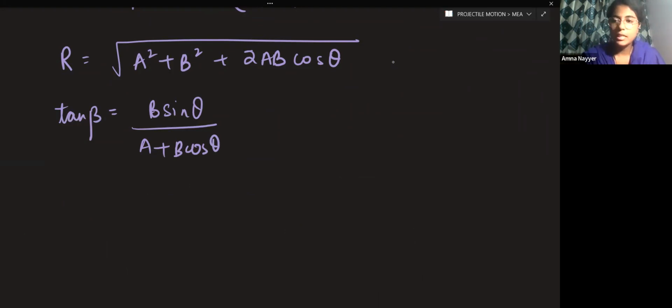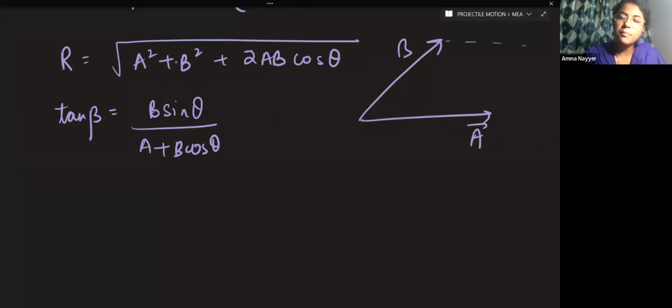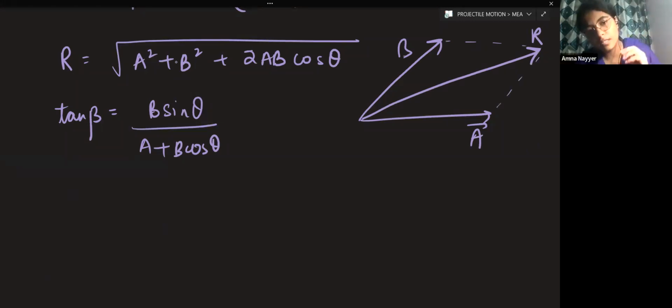Now, what is meant by B and A over here, I'll repeat. For example, a vector B is here, a vector A is here, and these are representing the adjacent sides of a parallelogram. Their resultant is given by the diagonal of the parallelogram. This is the main statement of the law. The angle between them is theta, the angle between vector A and B, while beta is the angle that the resultant makes with the A vector.